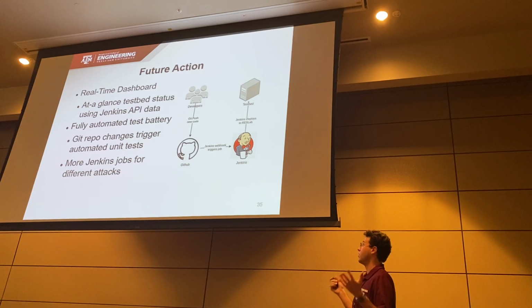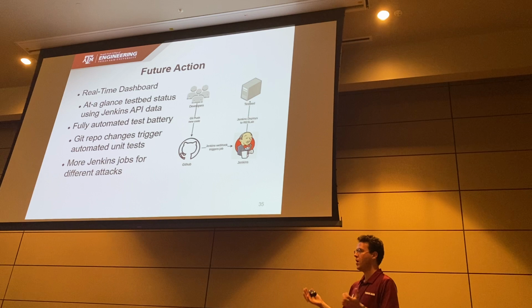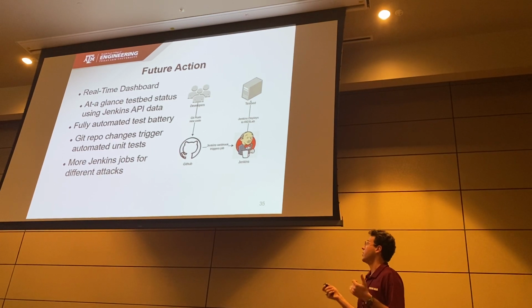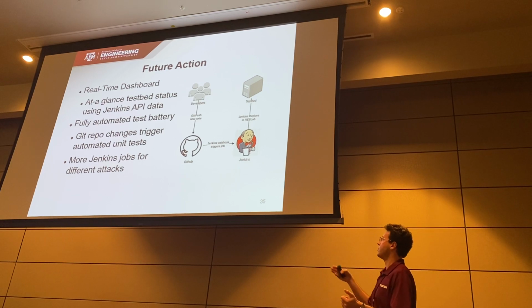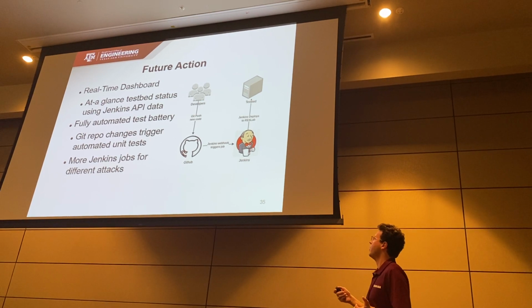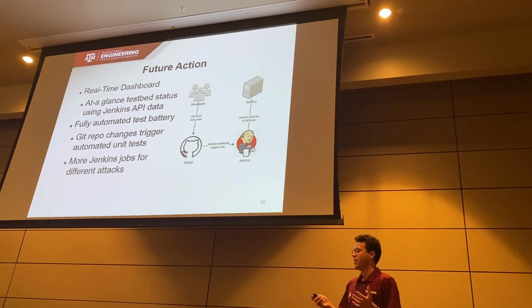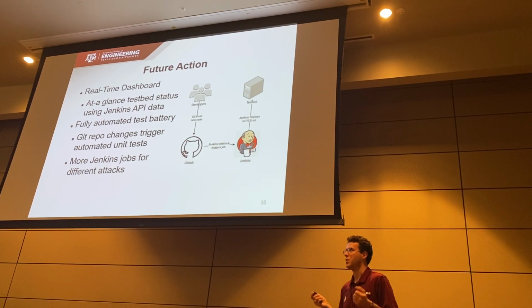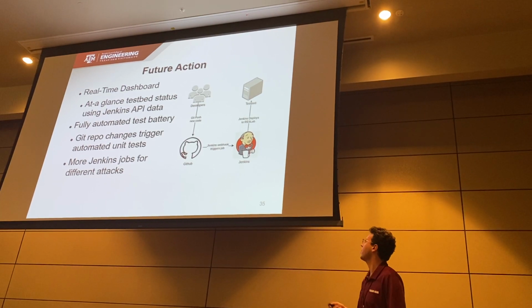And then finally, future action. I'm currently working on the real-time dashboard that tells us what's going on. But the end goal of this is a fully automated test battery. So whenever developers push changes to a Git repo, then Jenkins will immediately run that attack on our new testbed, so that there has to be no worrying about the infrastructure of the test whatsoever. It's purely set up in that way.